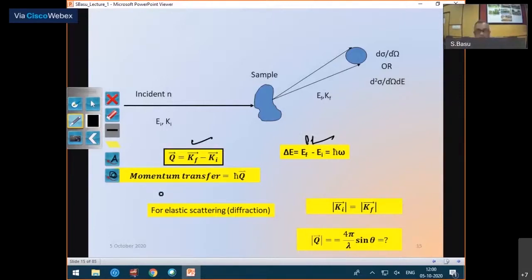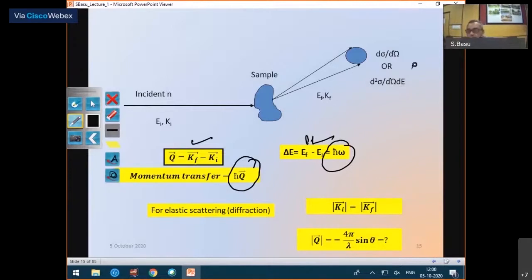So all our experiments, whatever I am going to talk about, are in q omega space. Momentum transfer is h cross q, and the energy transfer is h cross omega. So basically, we are trying to map our sample in q omega space, and I'll get back to it later. From here, we'll try to get ideas about the structure and dynamics in the material, which I may say is the Fourier space of this q omega space.